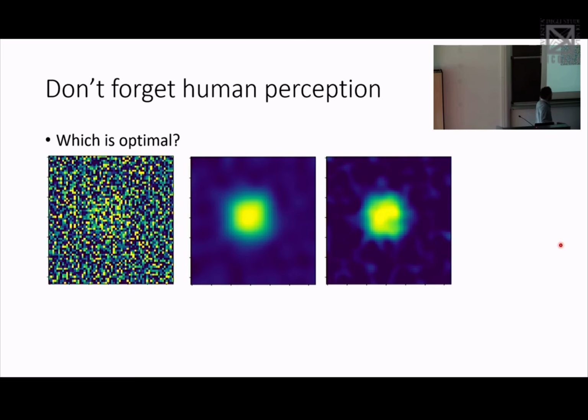Now, this is not the topic of the course, but it's just to remember we should not forget human perception. If we want to filter out the noise, which one is optimal? Probably from the signal-to-noise ratio, this one is better because the noise is really zero. But the human eye likes edges a lot, so we probably prefer the second one.